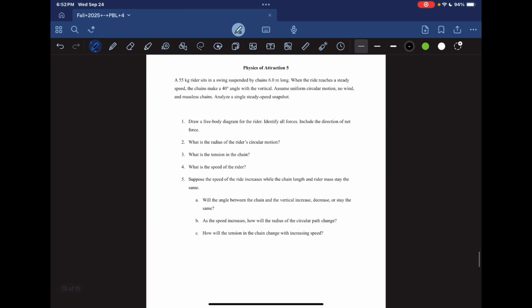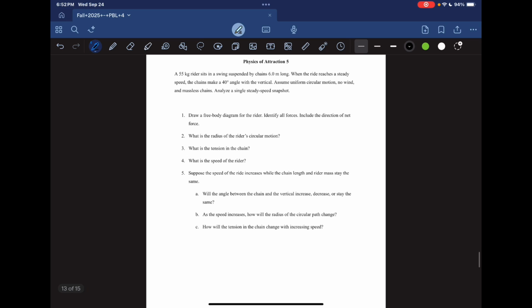Too high, too scary. So we have a 55 kilogram rider sitting in a swing, that's the mass, suspended by chains 6 meters long. When it reaches a steady speed, so once again we're working with uniform circular motion, the chains are at a 40-degree angle with the vertical. Uniform circular motion, no wind, and massless chain. Now we're going to do another single steady speed snapshot.